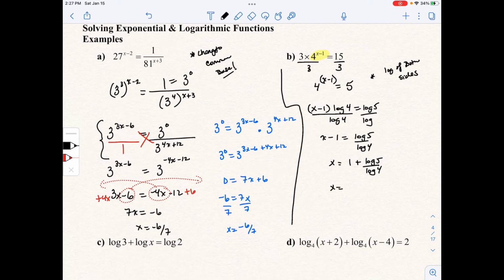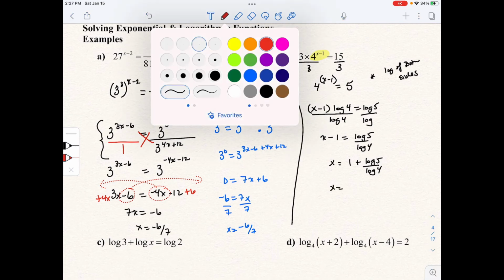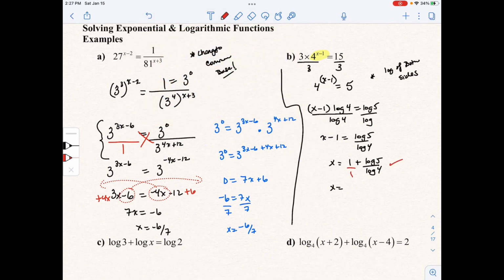Sometimes you'll see this written as this, with a common denominator here. I could change that 1, so this is totally fine. I could also sometimes see this written like this, log 4 over log 4 plus log 5 over log 4, which when combined is log 4 plus log 5 all over log 4. So sometimes we'll see that written like that as well. And if you want the decimal approximation, you can plug that into your calculator.